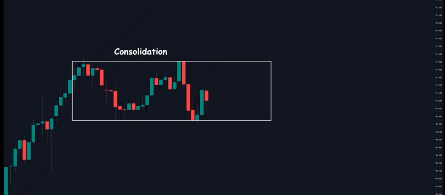Remember, the higher time frame direction is bullish, as we discussed earlier. This means we want to see a liquidity sweep below these equal lows, followed by a push higher. Let's see what happens.